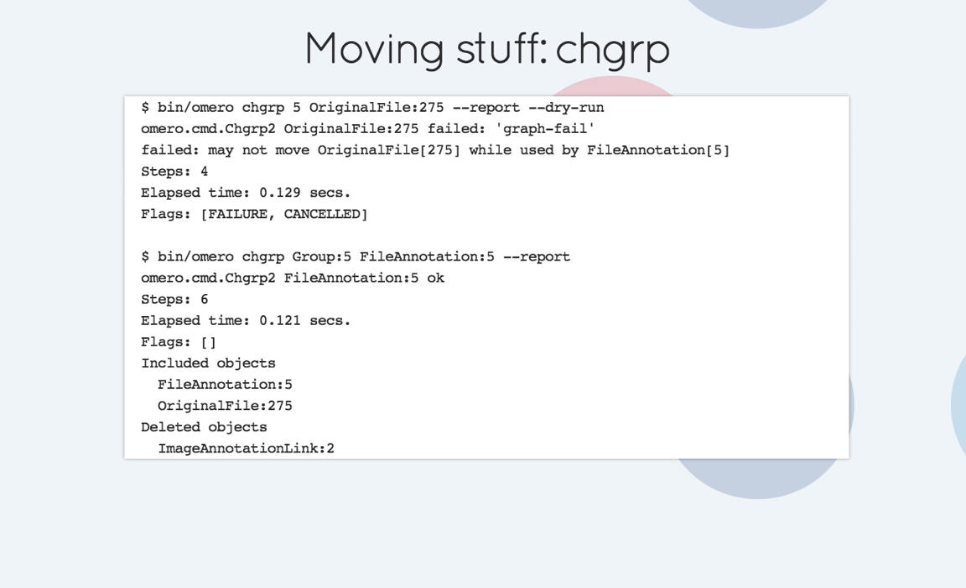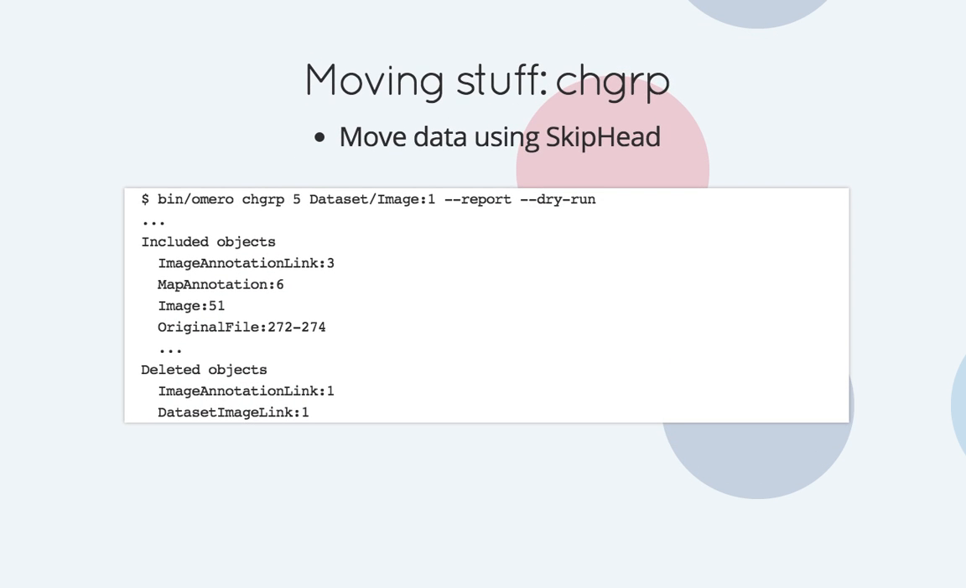But what you notice at the very bottom here is there's a deleted object. This is the image annotation link, because in order to move the file annotation, it's had to break the link with the image because the image is staying behind. Exactly the same as delete, skip head can be used to move all the images from one group to another group that are under a given dataset or project or screen, for instance.